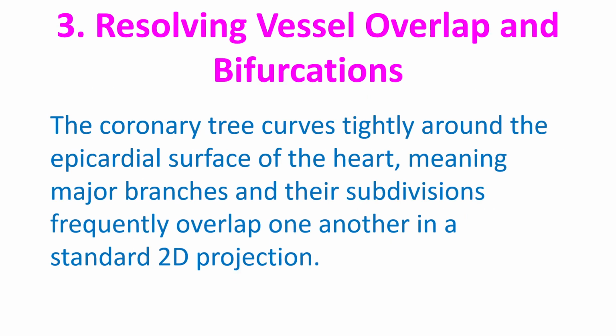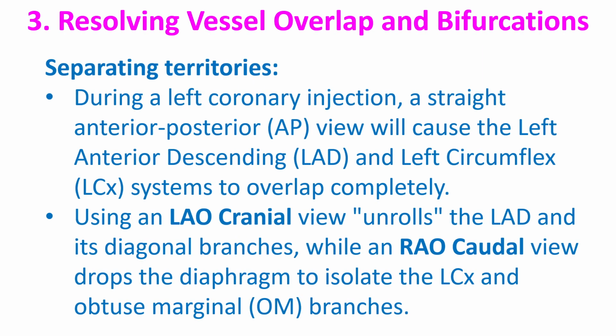Resolving vessel overlap and bifurcations. The coronary tree curves tightly around the epicardial surface of the heart, meaning major branches and their subdivisions frequently overlap one another in a standard 2D projection. Separating territories. During a left coronary injection, a straight anteroposterior view, or AP view, will cause the left anterior descending and left circumflex systems to overlap completely.